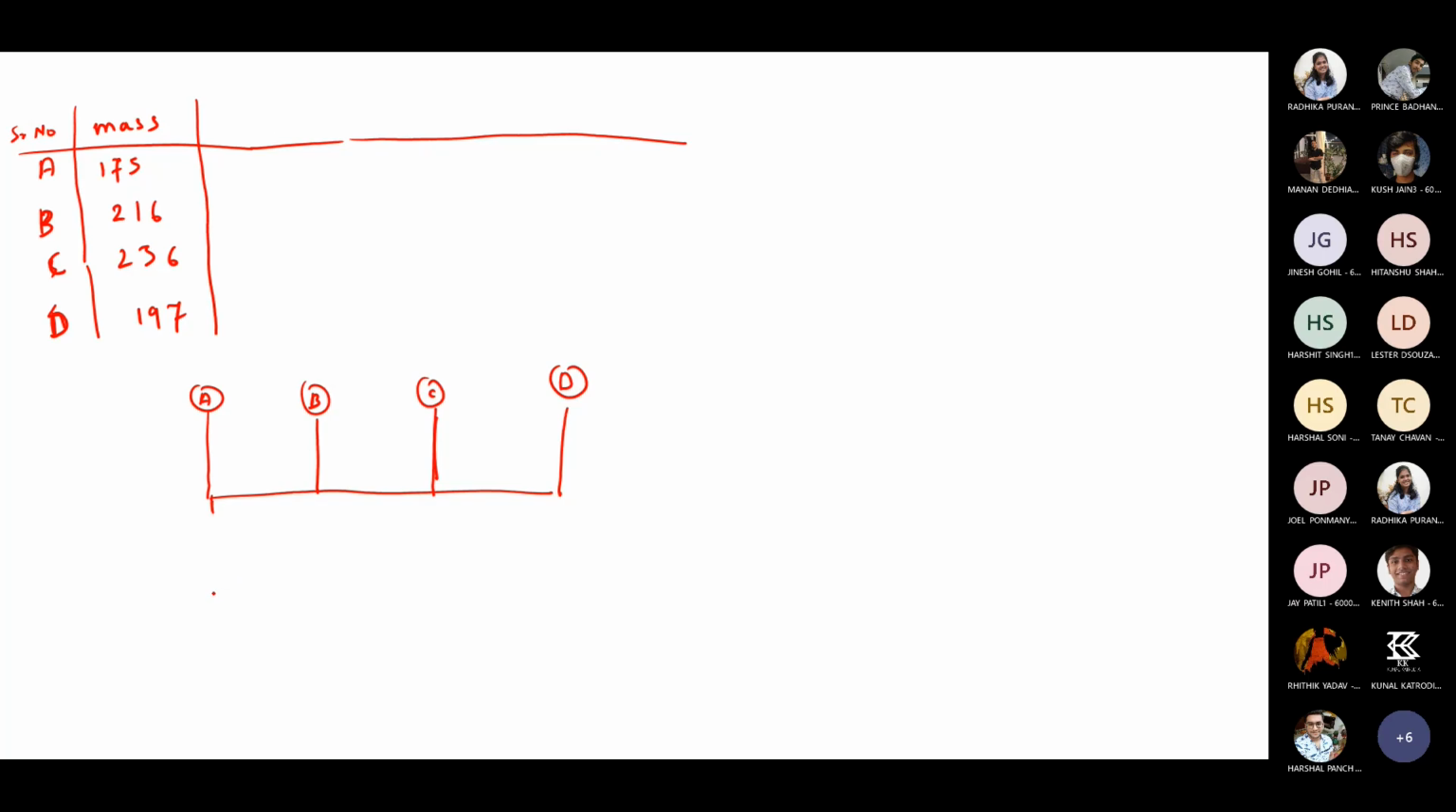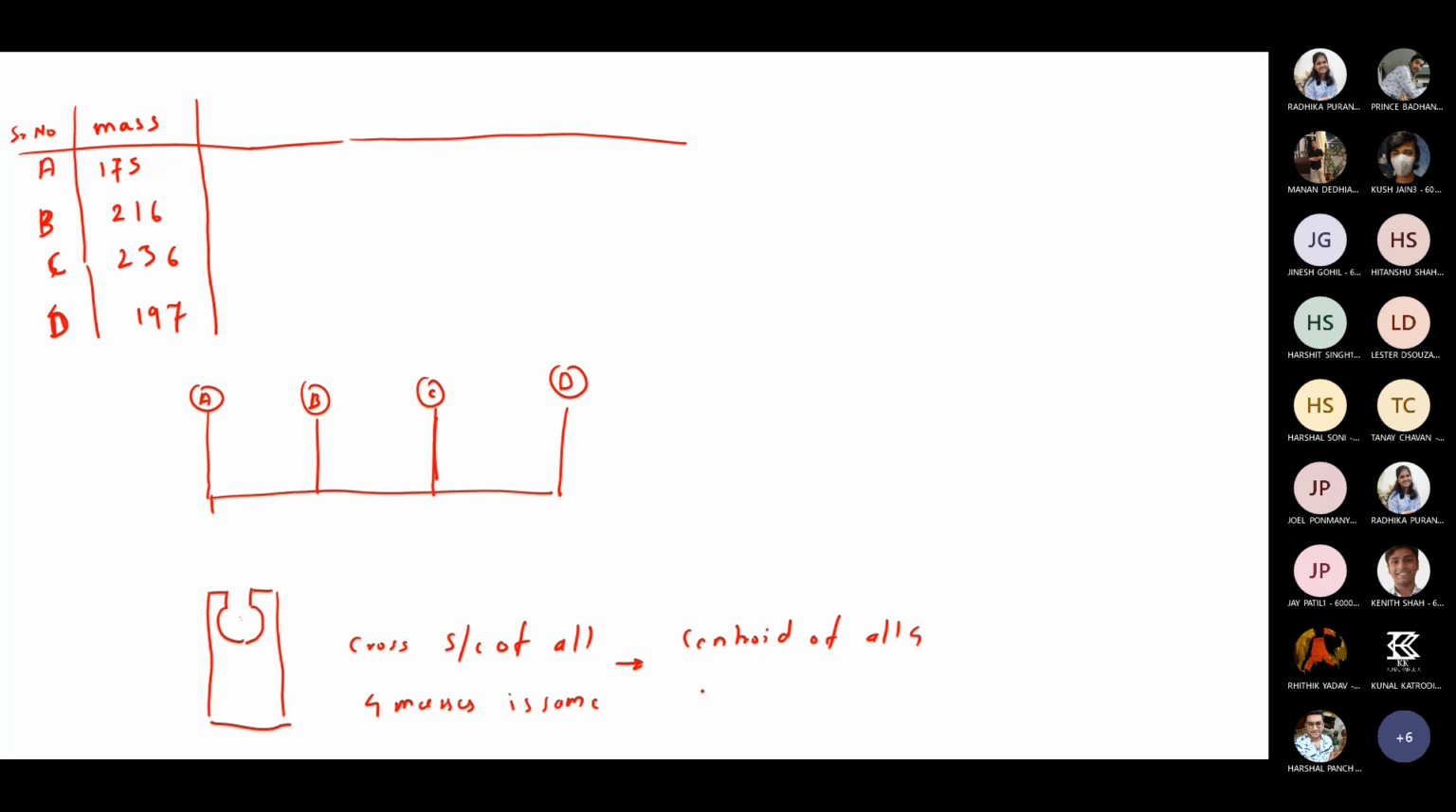Now when you see these masses in the video, you will find that a cross section of this mass is something like this, and this is where the shaft goes. If you see the cross section of all 4 masses, the cross section area is the same. All right. So since the cross section area is the same, the centroid of all 4 masses is also the same. Got it? So the location of CG, let's call it R, will be the same for all the 4.